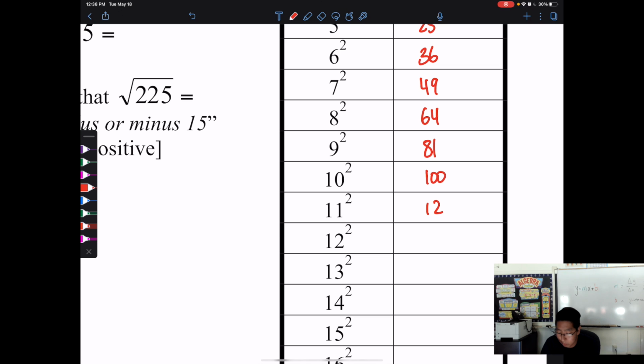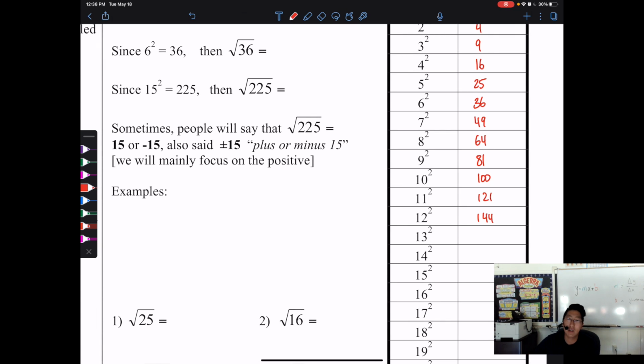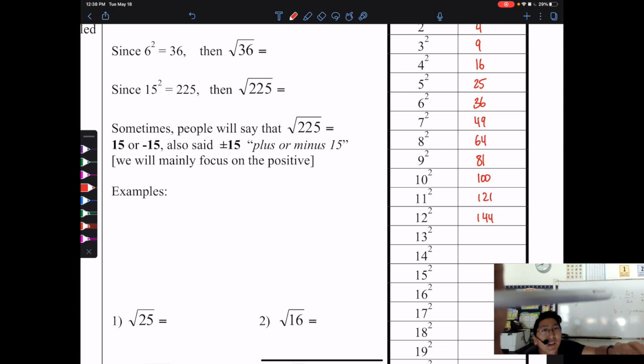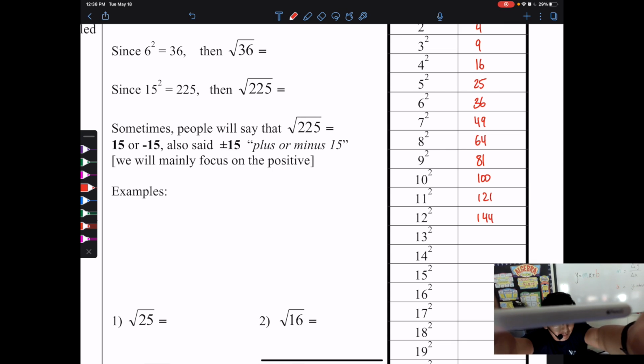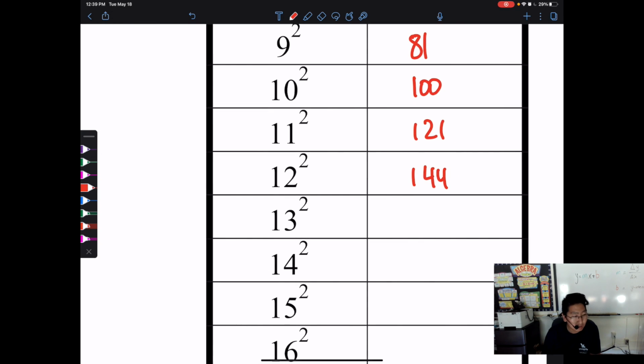11 squared is 121. 12 squared is... wait, what am I saying? 12 times 12 is 144. Thank you. We should know up to 12 squared, because we know our math facts. If we know our multiplication table, we're just going down the middle, multiplying 12 times 12, 1 times 1, 2 times 2. So we should know up to 12 squared.